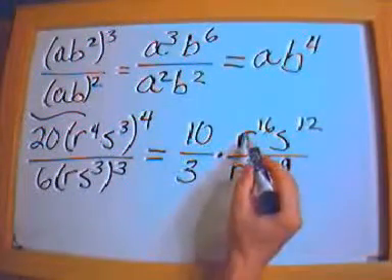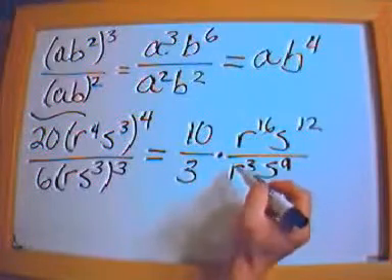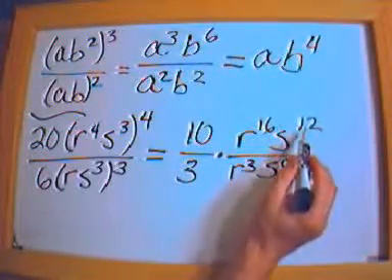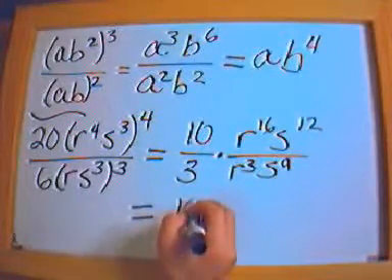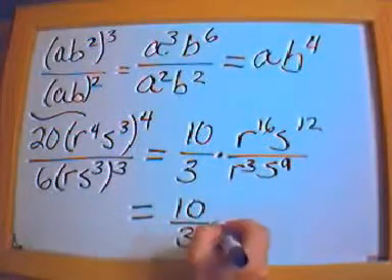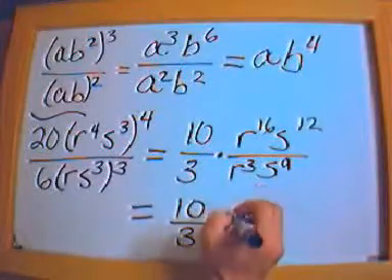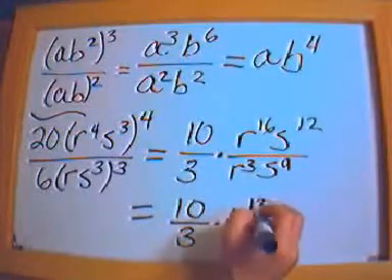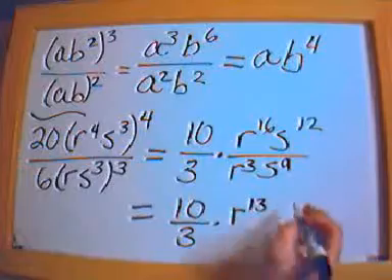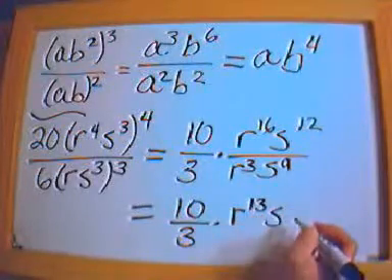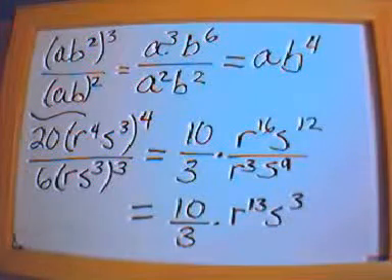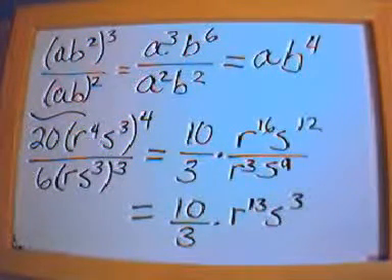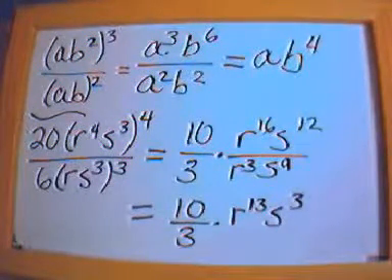Now again, I've got r's on the top, 16 r's in fact, and 3 r's on the bottom, and I've got 12 s's on the top and 9 s's on the bottom, so I could simplify this. I'm going to keep my 10 thirds over here, just like that, and I'm going to have r to the 13, because 16 minus 3 is 13, times s, and then 12 minus 9 is 3. So I just subtract them. And that is the answer to that.